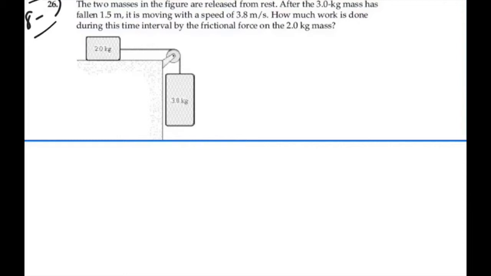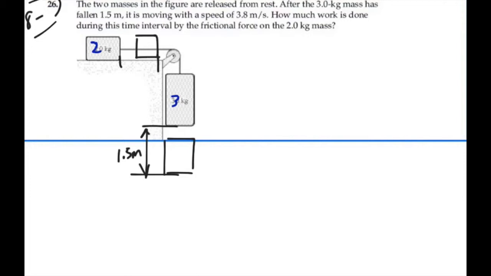So we have these two masses. We have a 2 kilogram mass here and a 3 kilogram mass here. And the 3 kilogram mass is going to fall a distance of 1.5 meters. So at some later time it's going to be over here after it has fallen 1.5 meters. But it is connected to the 2 kilogram mass, so that mass is also going to move forward that same distance of 1.5 meters.